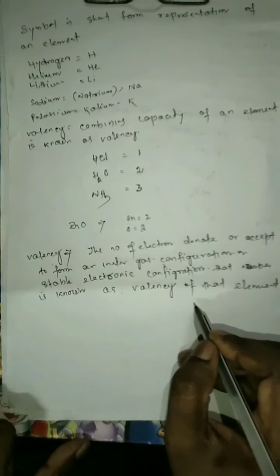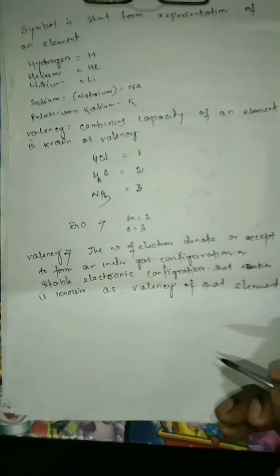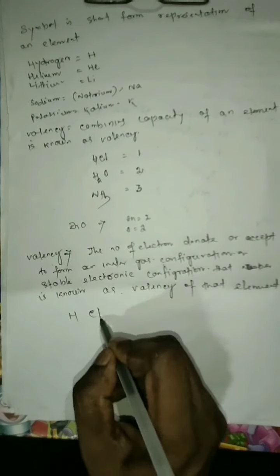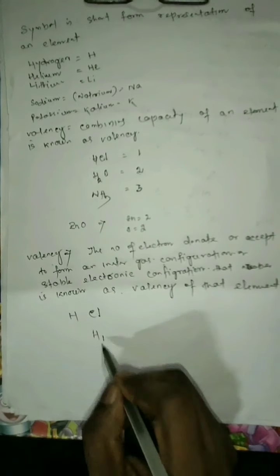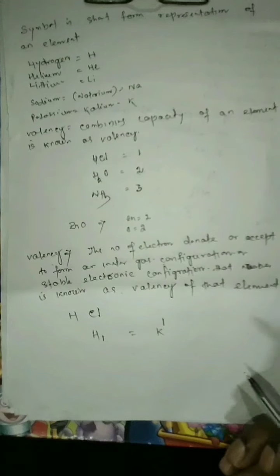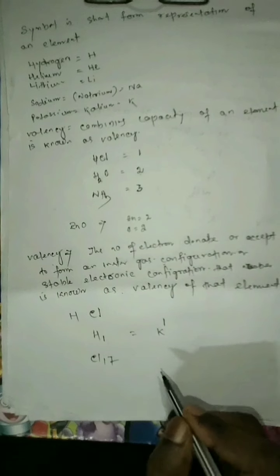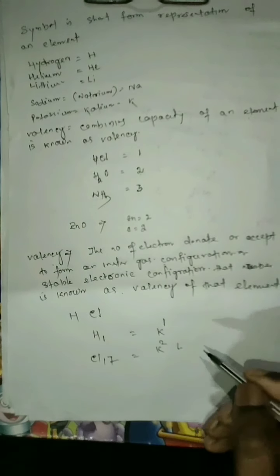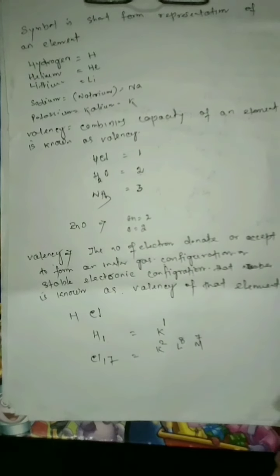Now the same thing, hydrochloric acid or sodium chloride. For example, hydrochloric acid. According to electronic configuration, hydrogen has 1 electron, so the K shell contains 1 electron. Chlorine has 17 electrons. So the K shell contains 2, the L shell contains 8, the M shell contains 7 electrons.